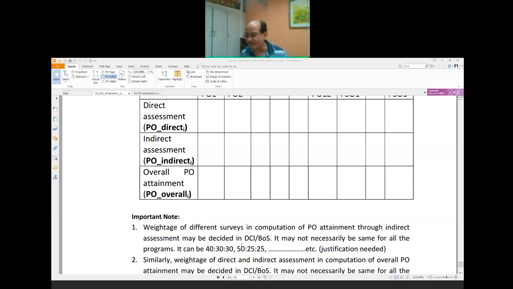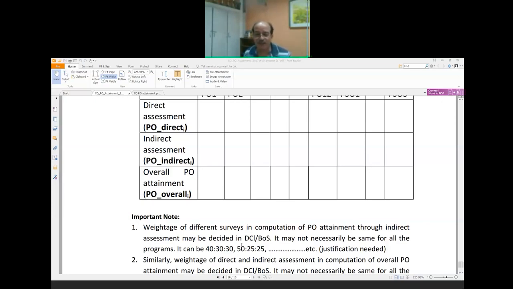Maybe if you agree, I can take up questions for this particular direct and indirect evaluation. Maybe then I can shift to the other evaluation there. No, sir, in indirect assessment, the number of surveys can be 2, 3, 4, or 5. How many? Whether there is any minimum requirement, or if not, then what is the desirable amount?